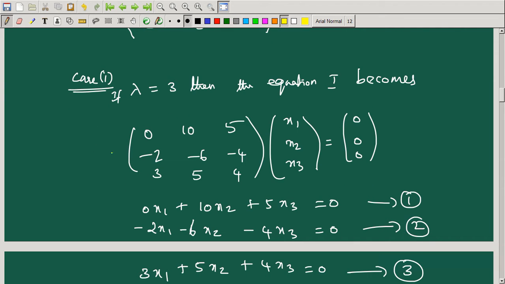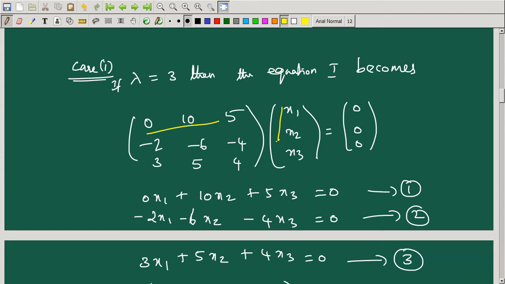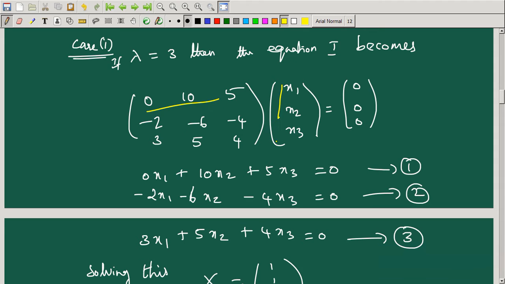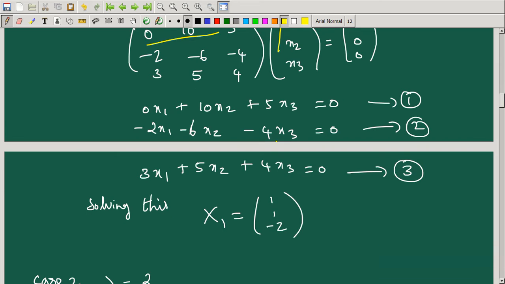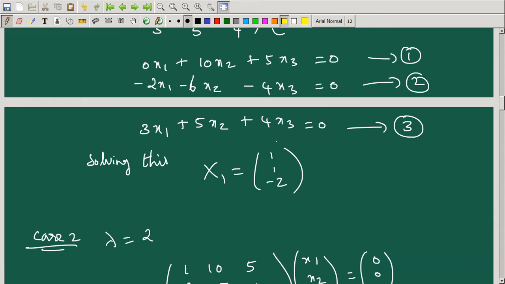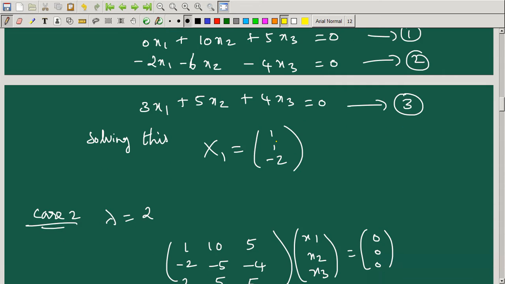Then find the equations by matrix multiplication, row into column. So we will get 3 equations. This process we already discussed, that's why I'm directly writing the value. So the eigenvector x1 is 1, 1, minus 2. Okay, so next case 2.